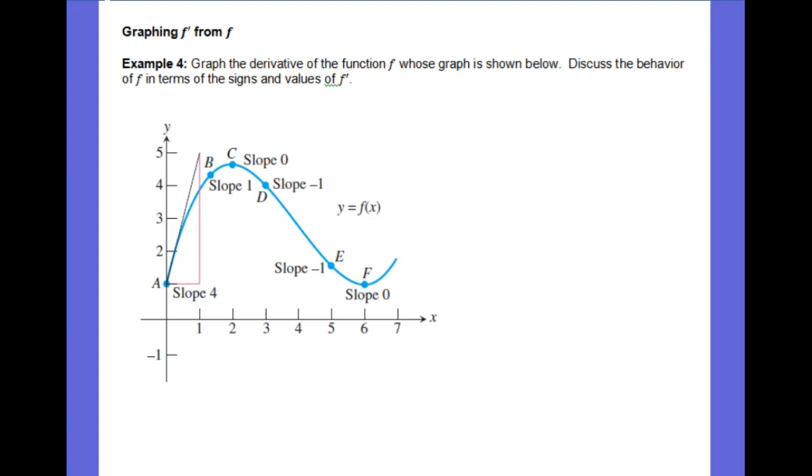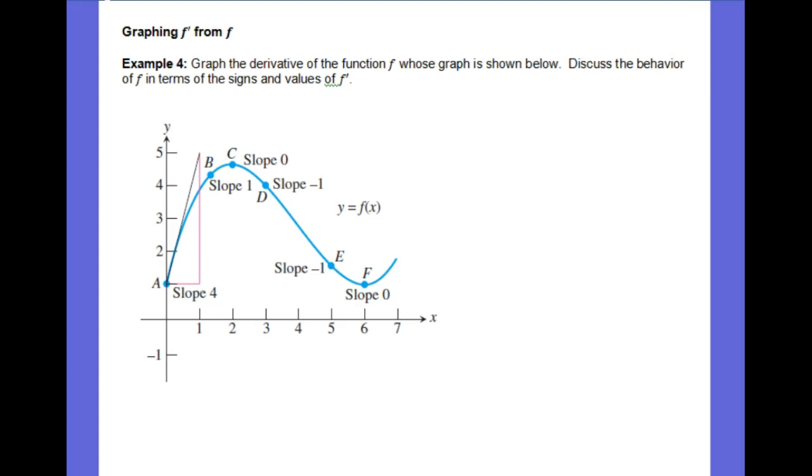Graphing f prime from f. Here's our original function. What type of function does this kind of look like? Cubic, right? Because it has two extrema, so it has a degree one higher than the number of extrema. Two extrema makes it cubic. So the slope from here to there is 4. They gave me that. The slope at B is 1. The slope at C is 0. That makes sense, right? C is an extrema, so its derivative should be 0 based on our chart. Therefore, it has a slope of 0.